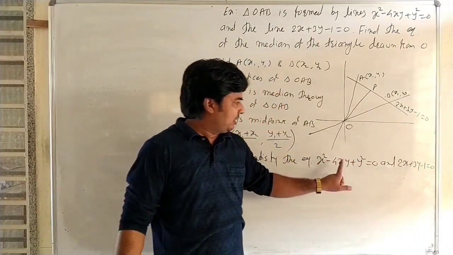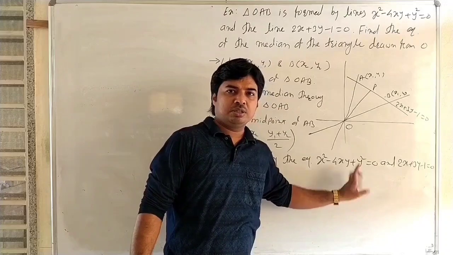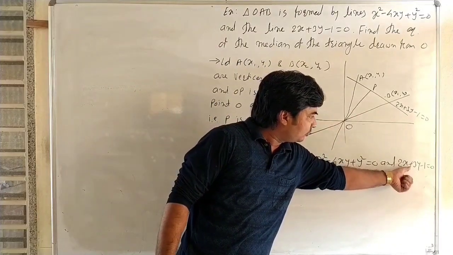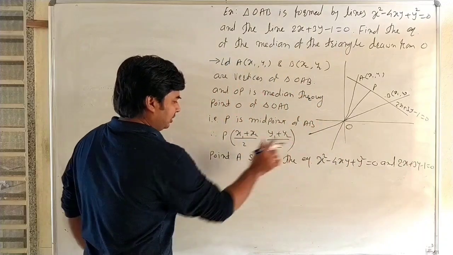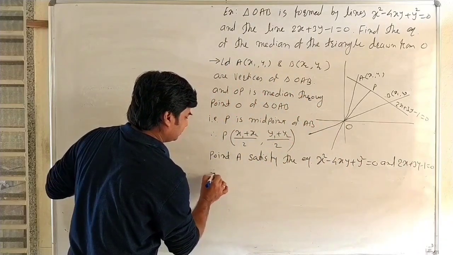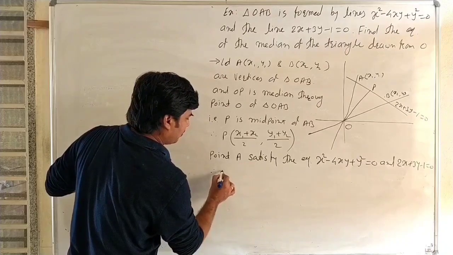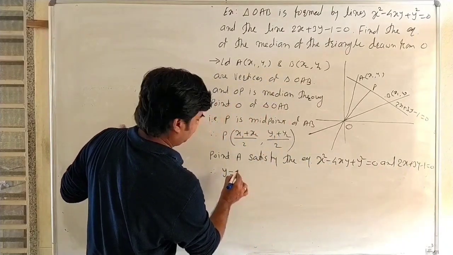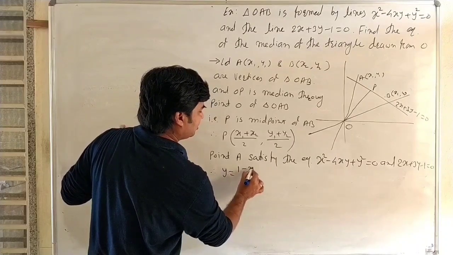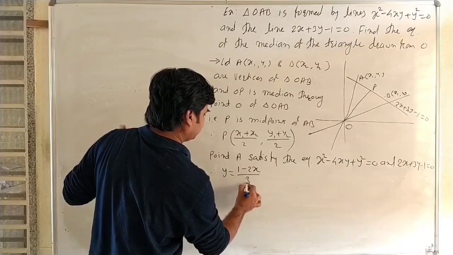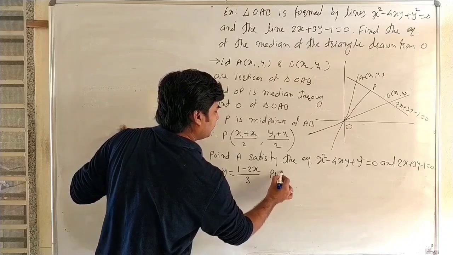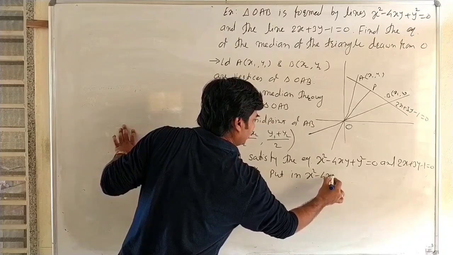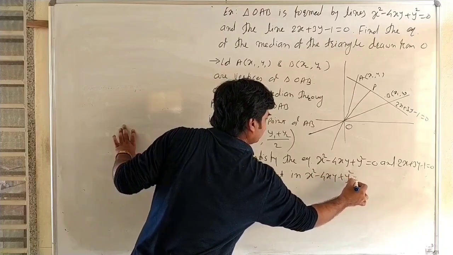Okay, here from the two, take either equation and find the value of one variable and put it in the other. So here we find the value of y and put it in this equation. Therefore, from this equation, y is equal to (1 minus 2x) upon 3. Okay. Put in x square minus 4xy plus y square is equal to 0.